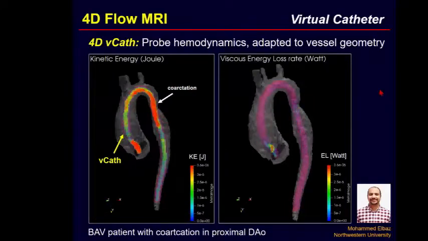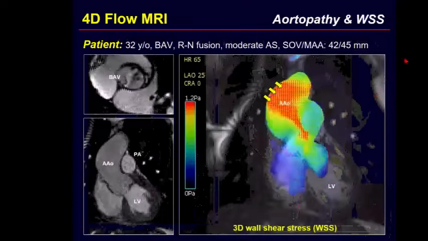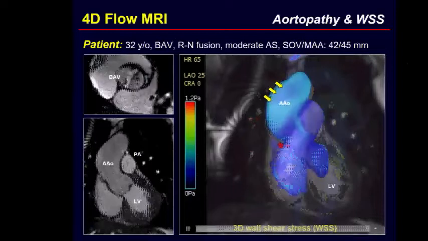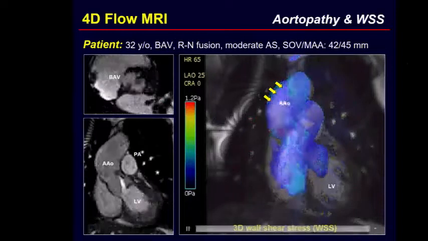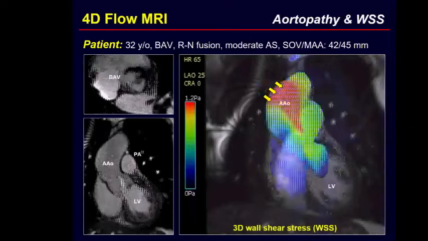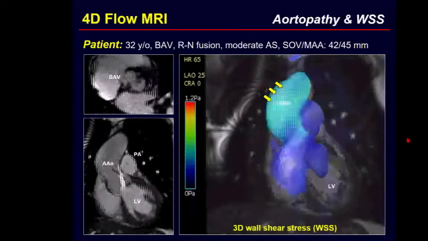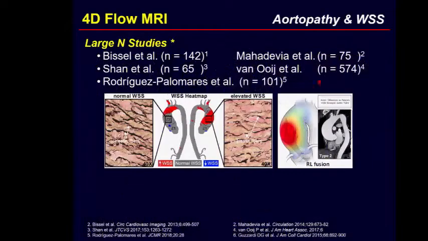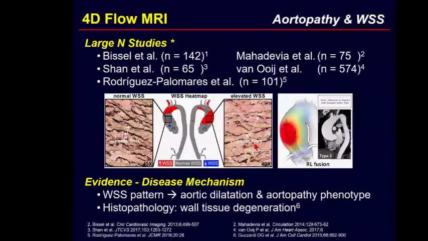Or alternatively, you could use the automated segmentation to quantify more advanced parameters, for example, wall shear stress in this patient here with a stenotic bicuspid aortic valve, where you see this elevated shear stress. And while this may still be a parameter that's in the area of research, if you look at the literature, it's actually interesting that this is one of the areas where we have the most studies with the largest number of patients, up to 500 patients, that have shown very promising physiologic links between changes in shear stress and development of aortopathy.